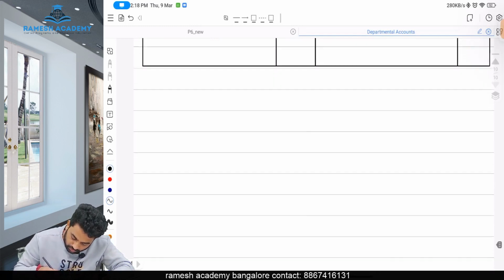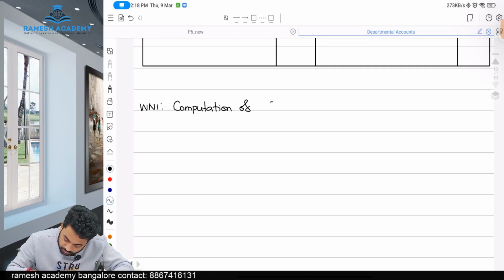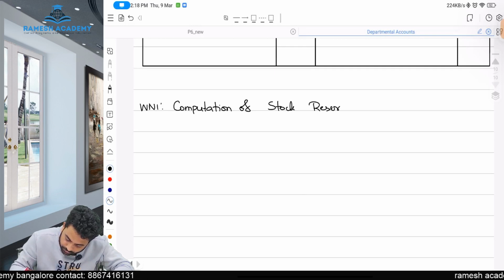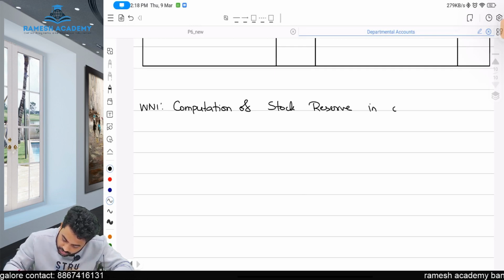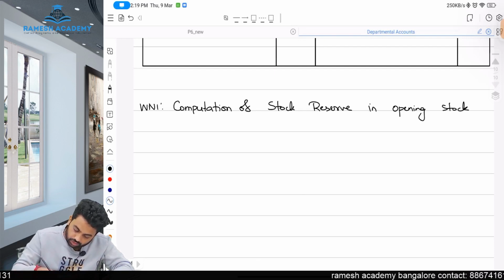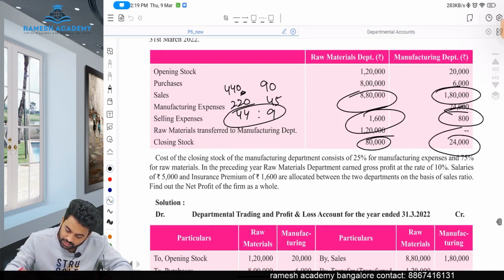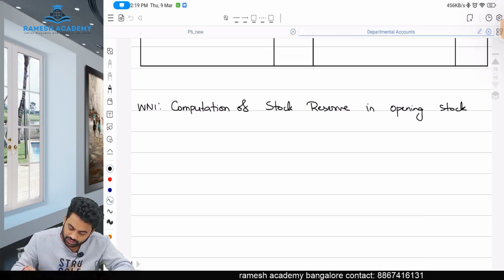So working note number 1. Computation of stock reserve in opening stock. So how much is the opening stock? Basically opening stock of manufacturing department was 20,000. Only that will be calculated.